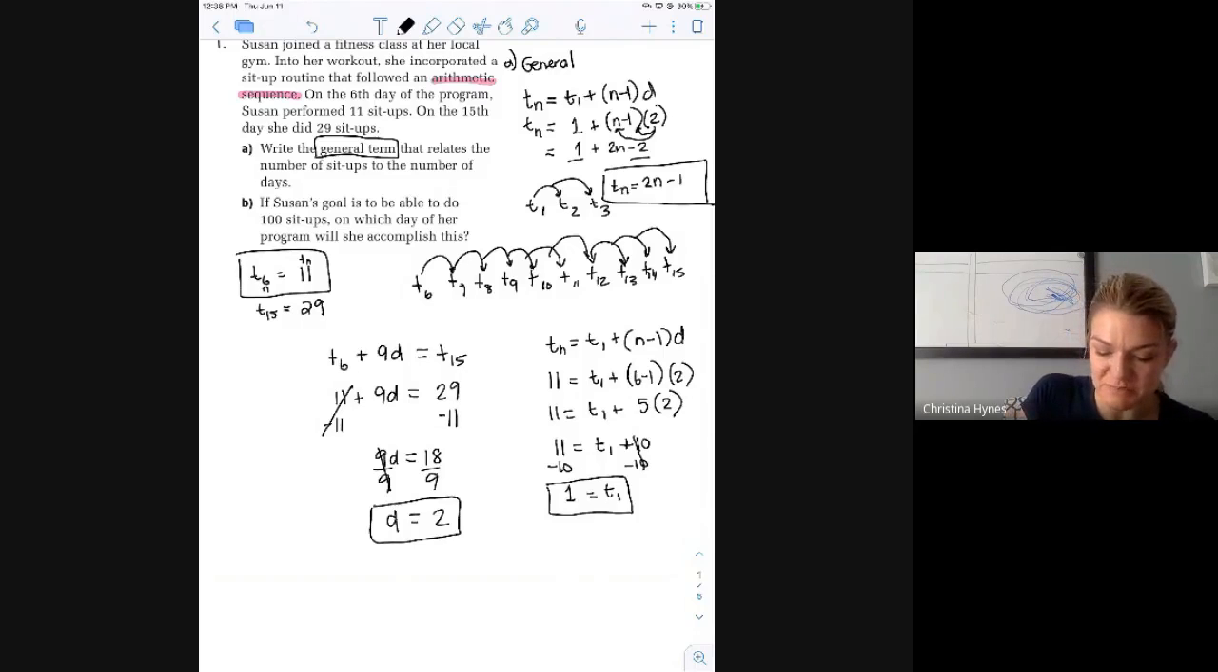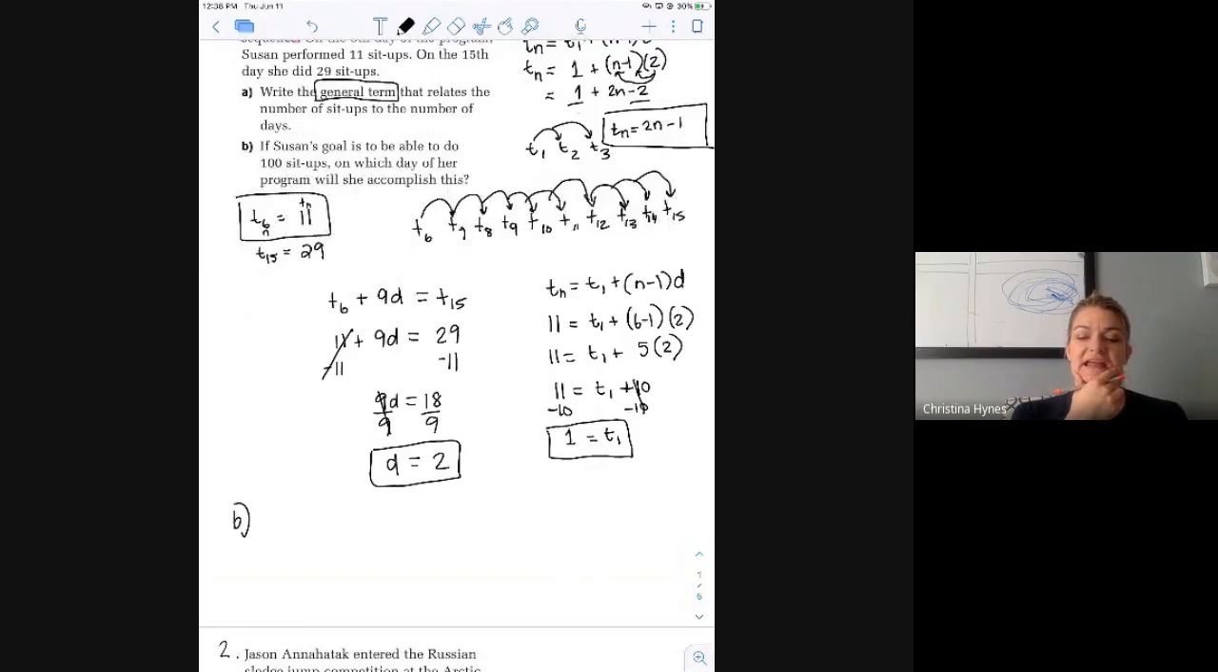So that helps you for B, because now they're saying, if Susan's goal is to be able to do 100 sit-ups, on which day of her program will she accomplish this? Well, Tn is 100. They're telling you that on a specific day, she's done 100 sit-ups. So that is your Tn. What we're missing is, what day is it? So n. You can use the general term equation that we previously solved for. So hopefully you did that correctly. And then your Tn is 100. And all you need to do is solve for n to get your answer for B.